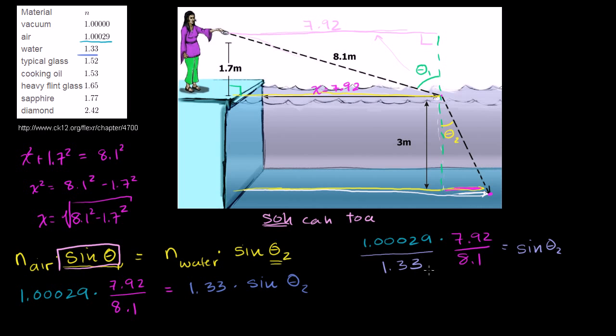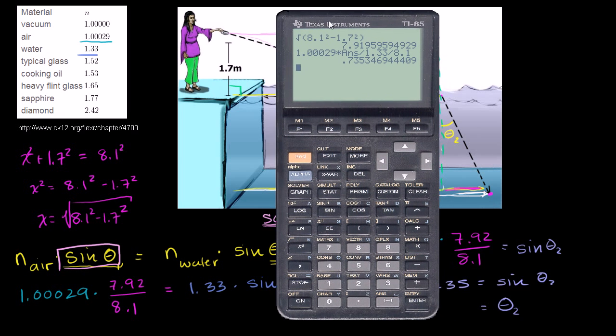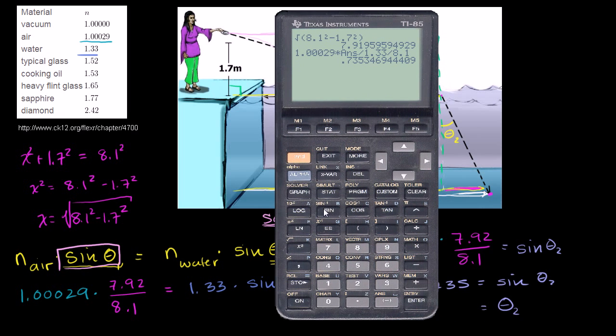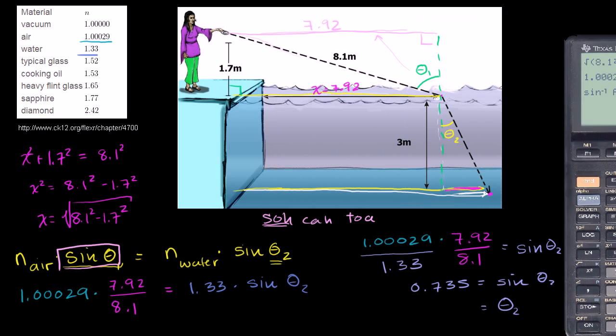So let me write this down. We have 0.735 is equal to the sine of theta 2. Now we can take the inverse sine of both sides of this equation to solve for theta 2. So theta 2 is equal to the inverse sine of the value that we just had. And we have theta 2 being 47.3, let's say rounded, 47.34 degrees.